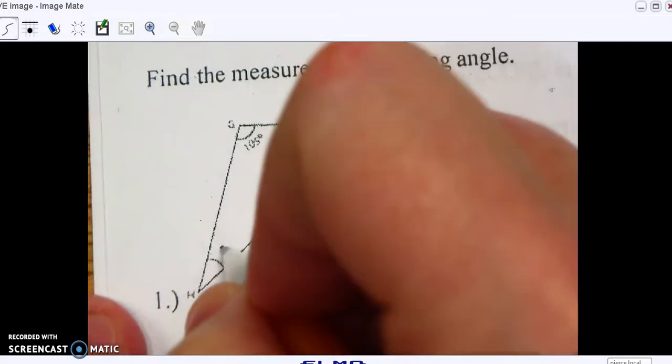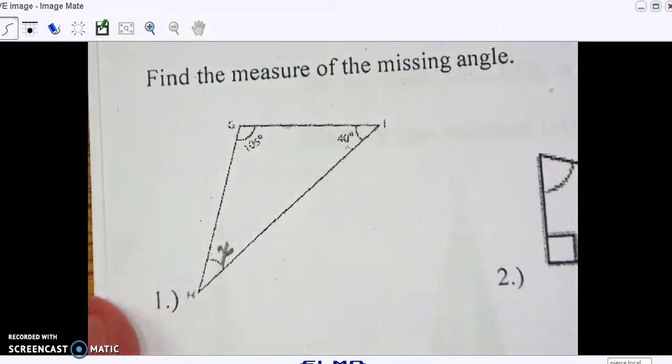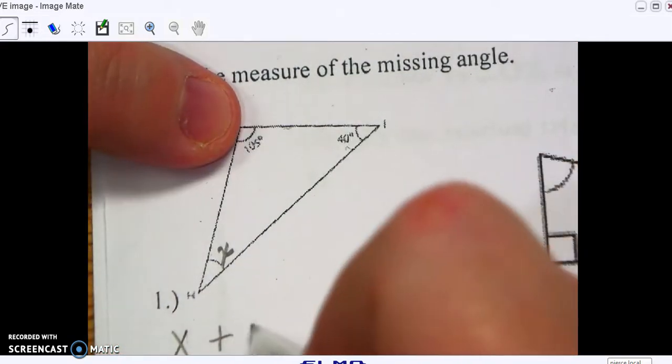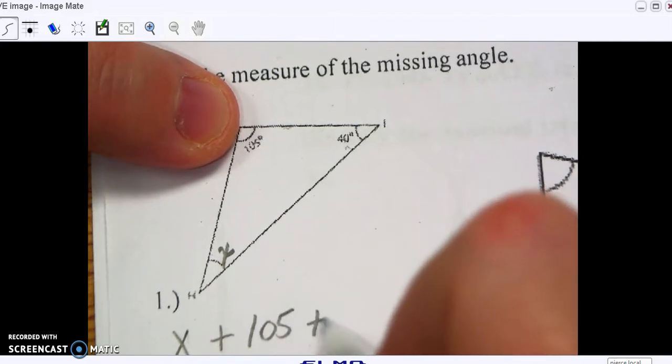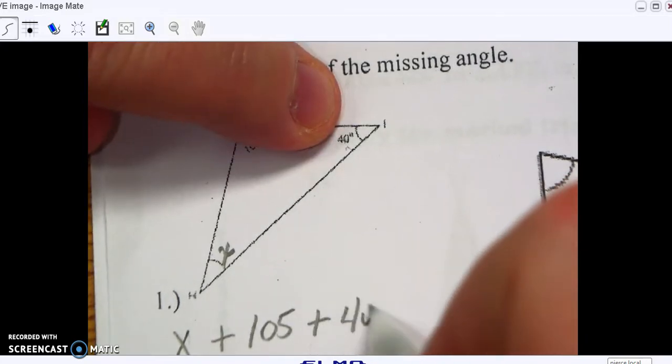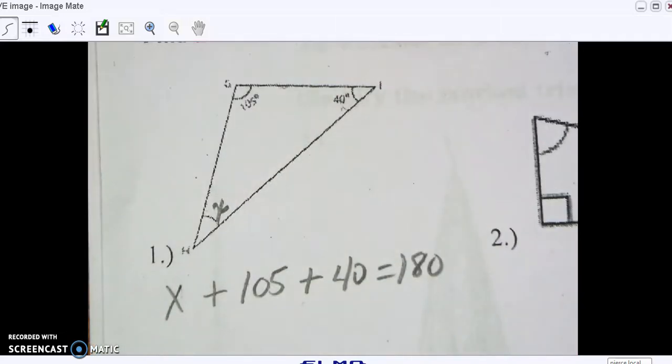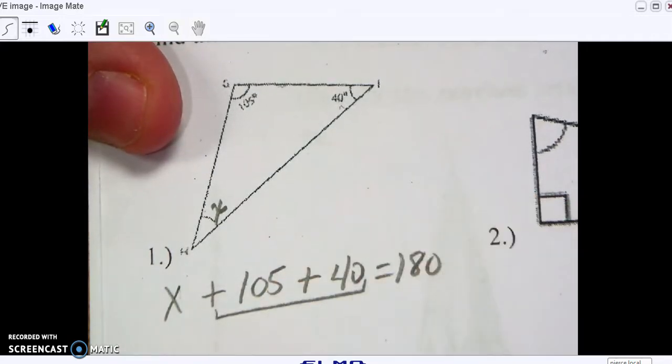So we're going to call this one an x. We're going to say x plus 105 plus 40 equals 180. It's going to be a very simple, straightforward formula that you use every single time. All right. So I'm going to combine my two like terms. 105 plus 40 is 145.